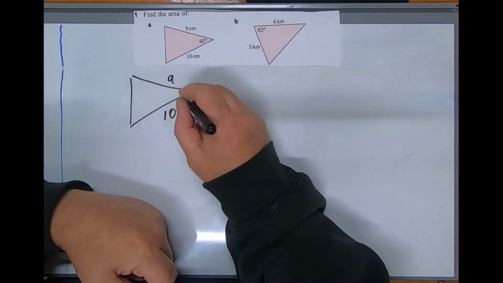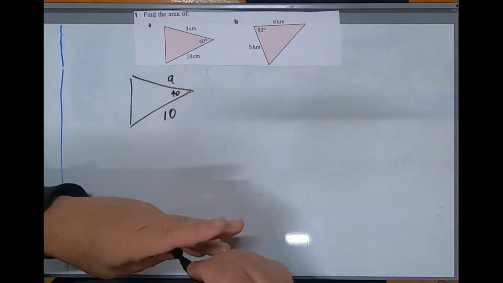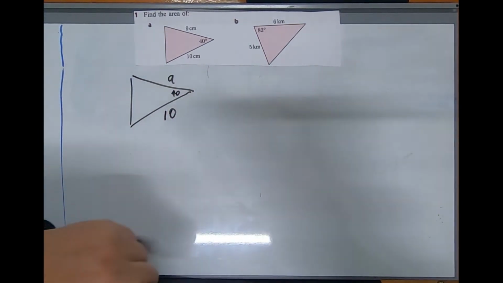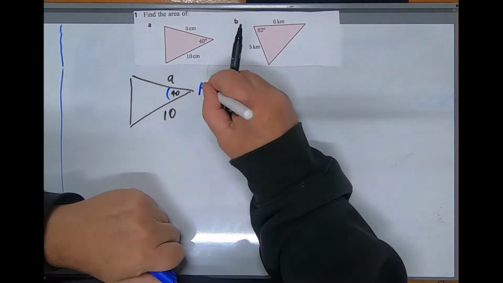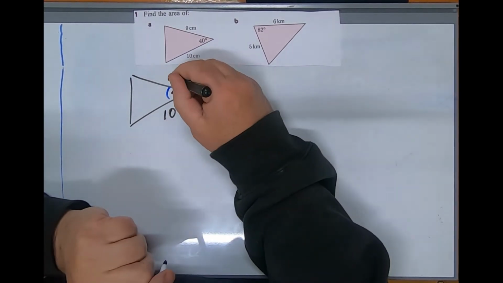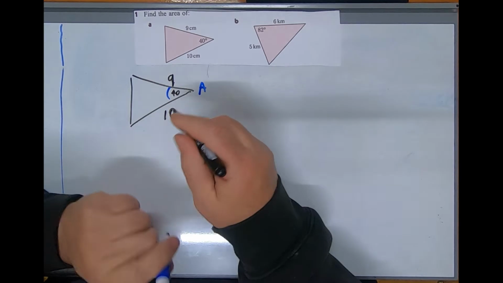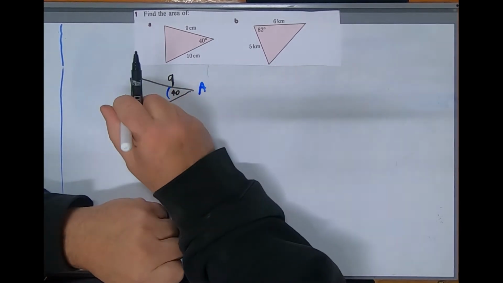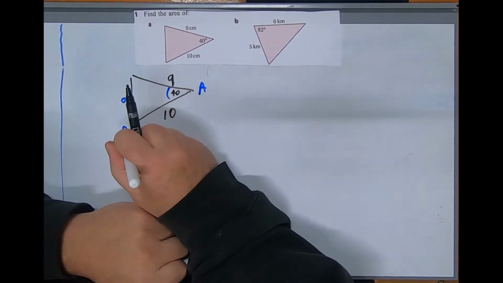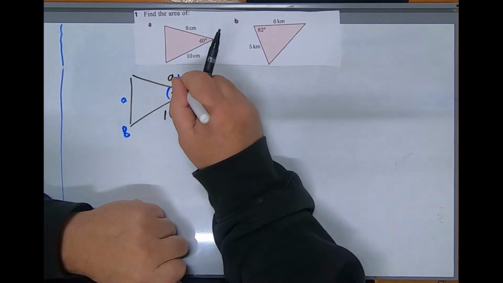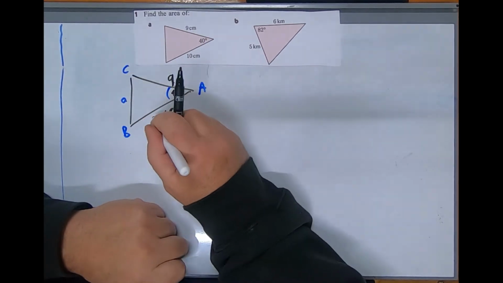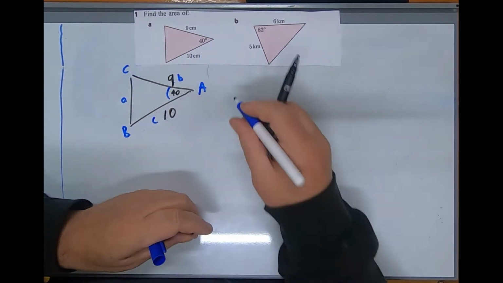9, 10, 40. Right, well, I'm interested in this angle, so I'm going to call it capital A. What does my 9 look like? A little a? 9. So across the way is little a. Let's call this one B. It doesn't really matter about which one is B and which one is C.